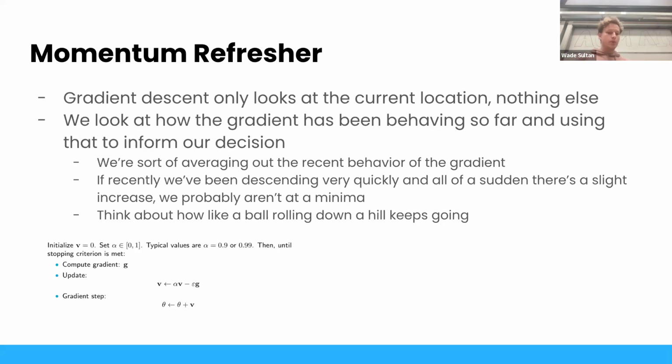Then until the stopping criterion is met, we compute the gradient and update according to this rule. So v becomes alpha times v, and then we subtract epsilon, which is the learning rate, times the gradient g. And then finally for the gradient step, we update theta: theta is now theta plus v.